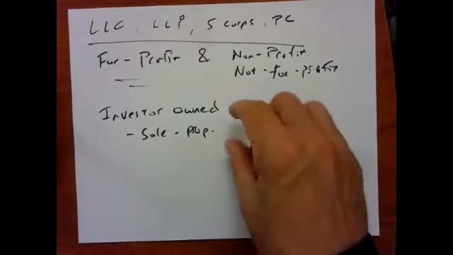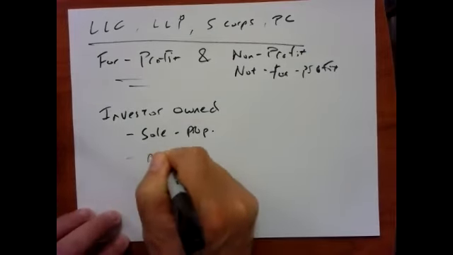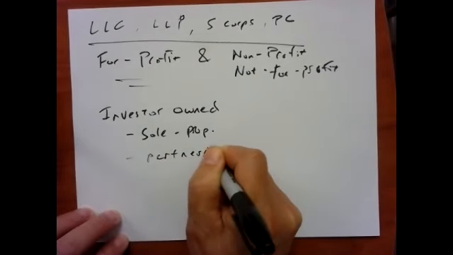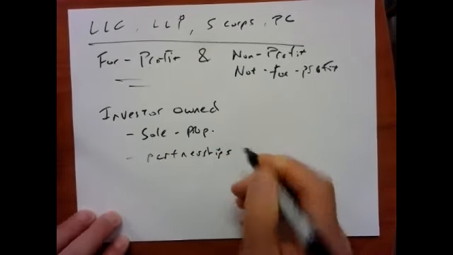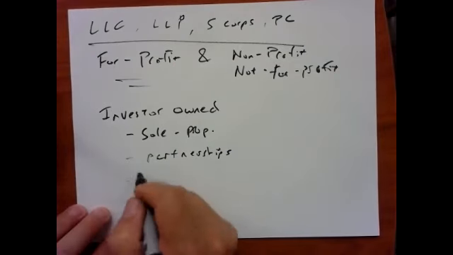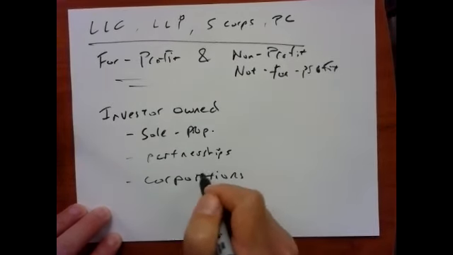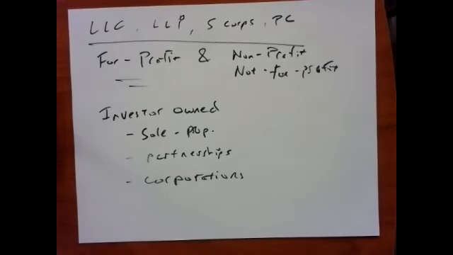So we can think generally about sole proprietorships and partnerships as kind of default investor owned, right? And then we talk about investor owned corporations. It's a little bit different. Whereas we talked last time, in a sole proprietorship and a partnership, there is no difference between the owners and the business, right? The owners are the business.